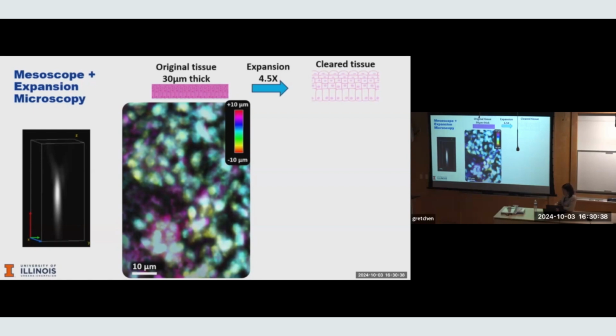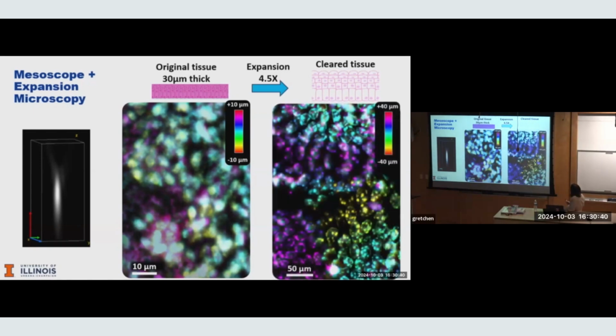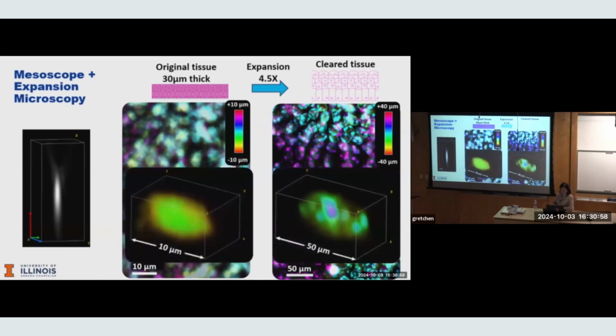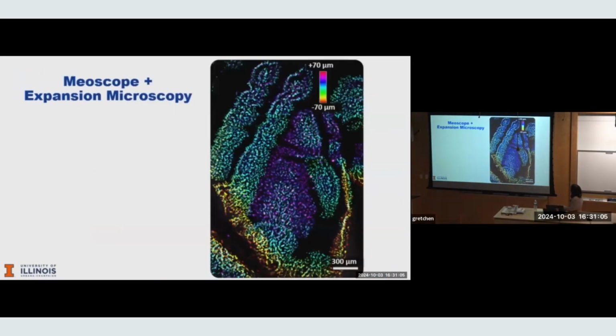So when we try that approach, this is what you get, it's 3D. You can see the individual cell nuclei. You can even see the sub-cellular structures, and the color-coded is the depth information. So you definitely get three-dimensional information with this approach. This is more like a close-up view of the 3D information. This is really an expansion plus mesoscope.